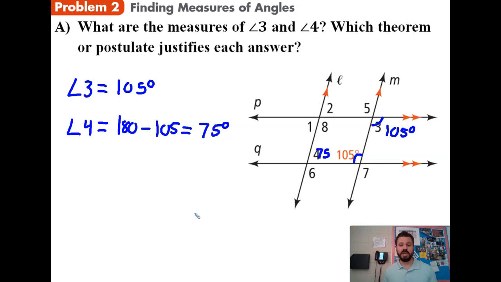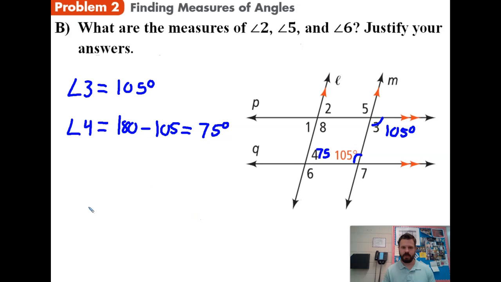Okay, part B just adds a few more angles to this picture that we want to figure out. So why don't you go ahead, pause the video, figure those out, and then hit play to check your answers. All right, in part B, we've got the same figure. We're just going to add angle 2, angle 5, and angle 6 to the mix.